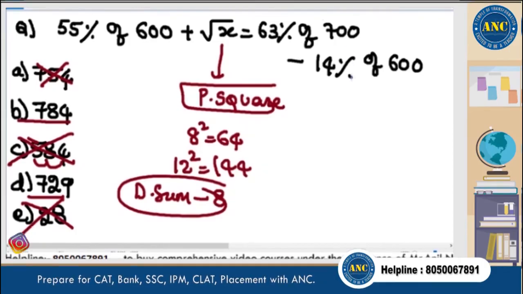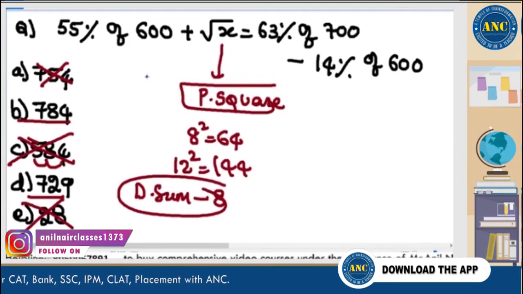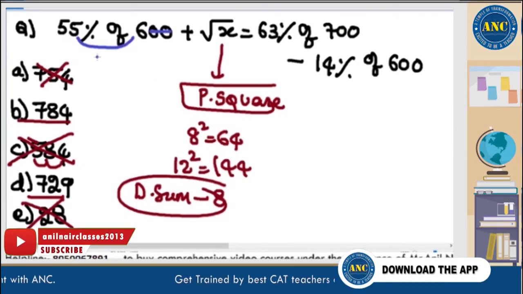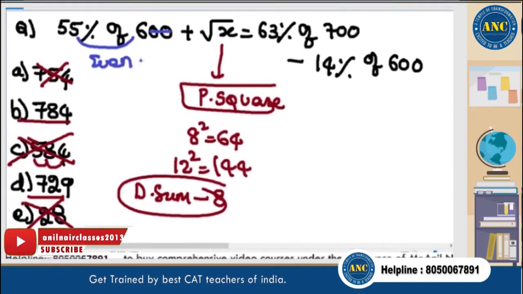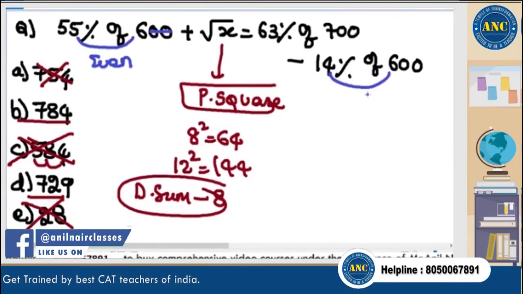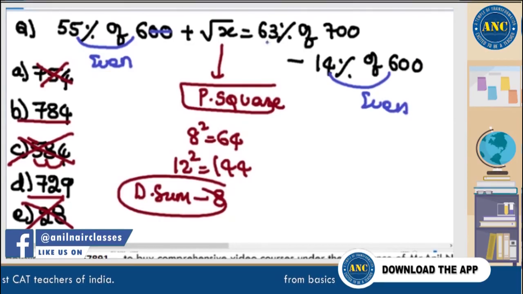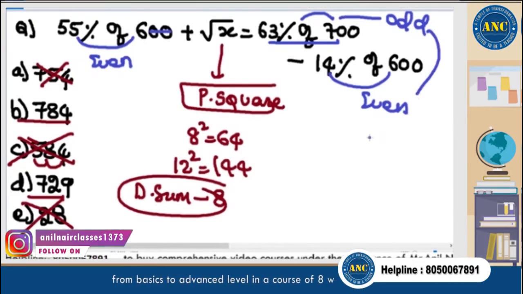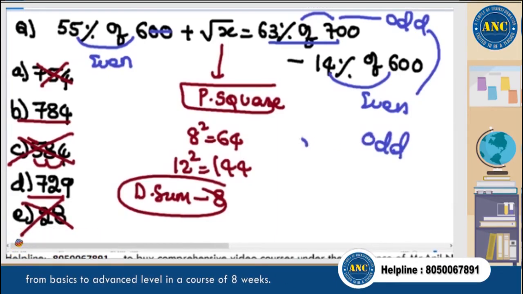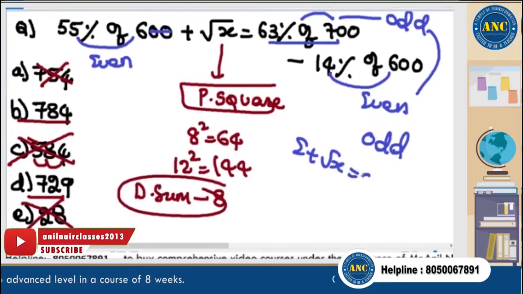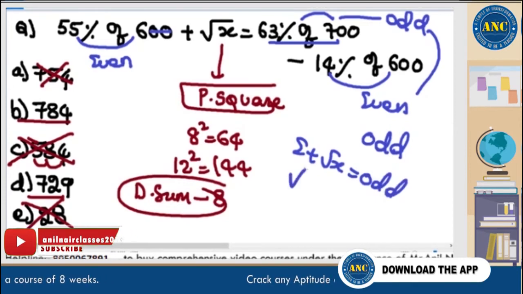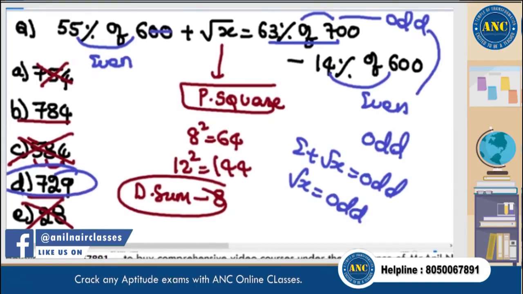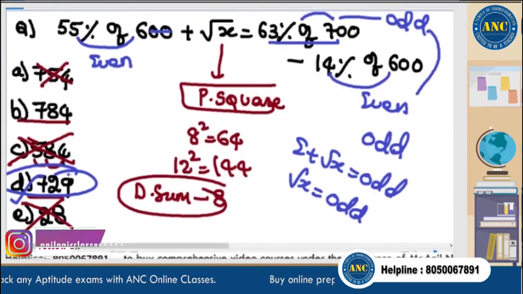Listen carefully, sir. All you have to do is just listen. 55% by 100 means these are eliminated. 55 into 6: any number multiplied by even is an even number. This is also an even number. 63 into 7 is an odd number. What is odd minus even? It is odd. So even plus root x equivalent to odd. Root x is nothing but odd minus even, so it is odd. So the answer should be an odd number, 729. Beautiful question.